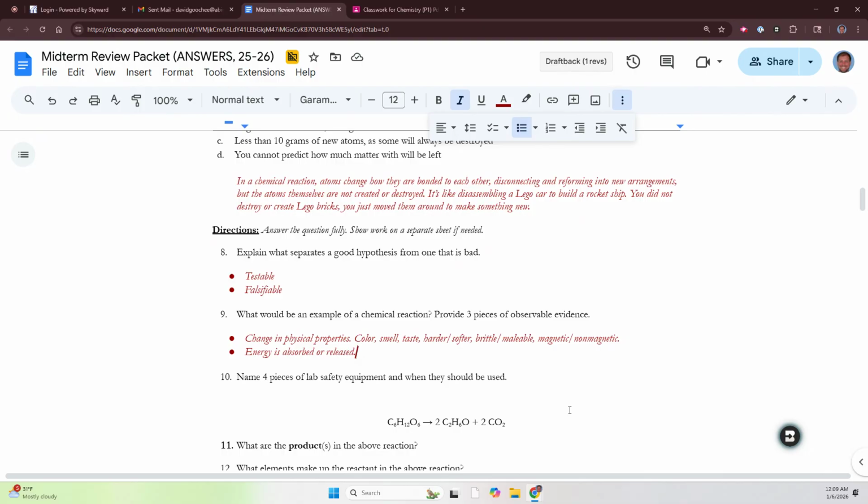So energy is absorbed or released, like release heat, light, flame, etc. All right, some release energy, or it absorbs heat. You don't really think about this, but cooking food, for example, is a chemical reaction. Cooking food is a reaction that requires heat to be absorbed. A piece of meat won't cook itself. You have to put energy into it to rearrange the molecules.